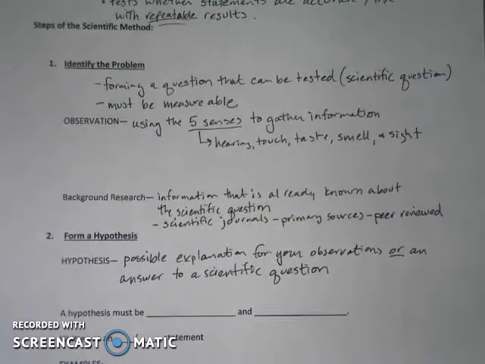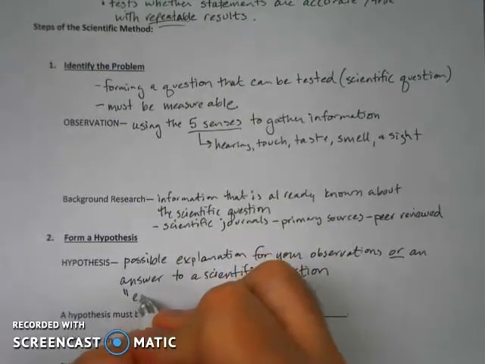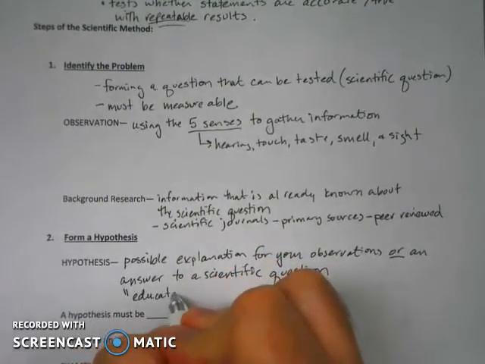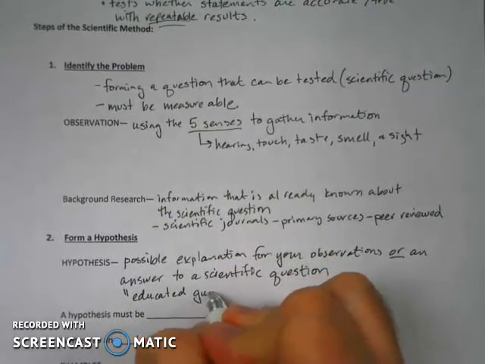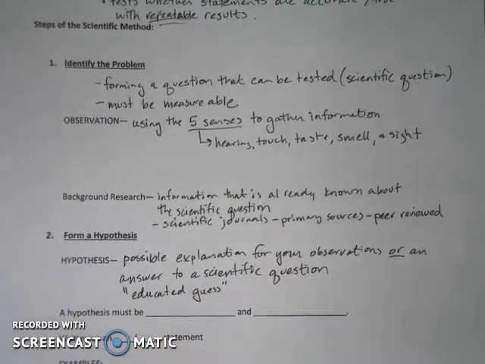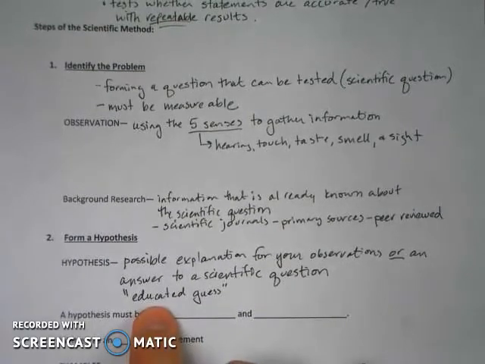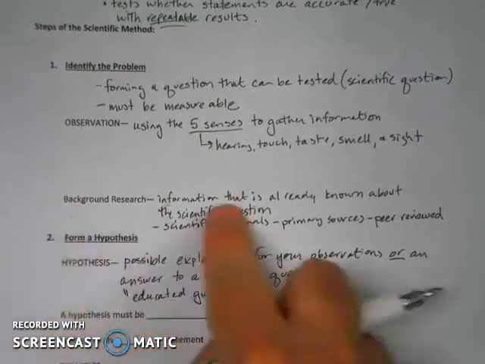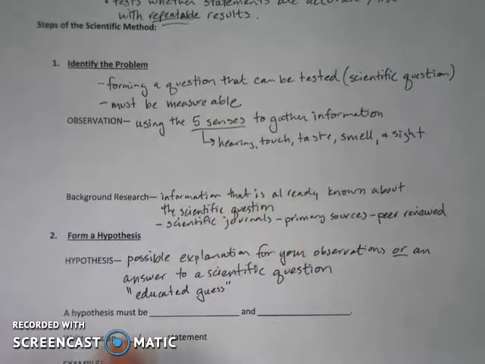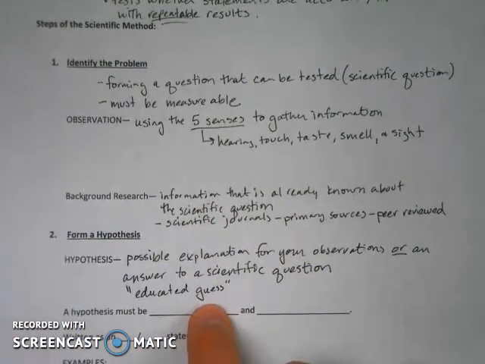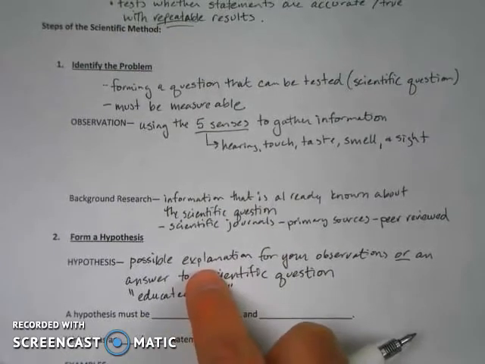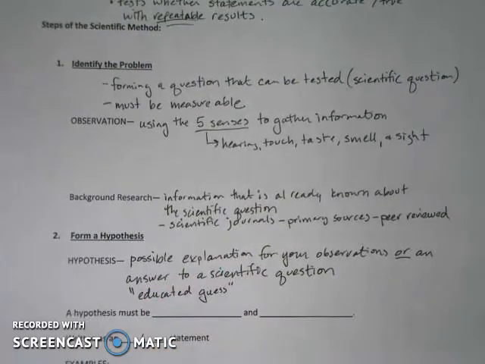Now, a lot of times you'll see a hypothesis definition as an educated guess. I really don't like the word guess. Educated, great, because educated means that it has to have some meat behind it. That's because you did all this background research. But it's not really a guess because you're using a lot of information to come up with this explanation or an answer to that question.